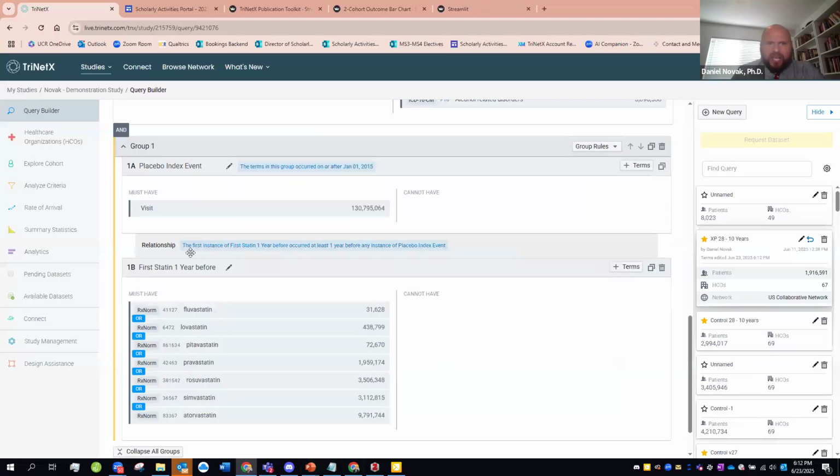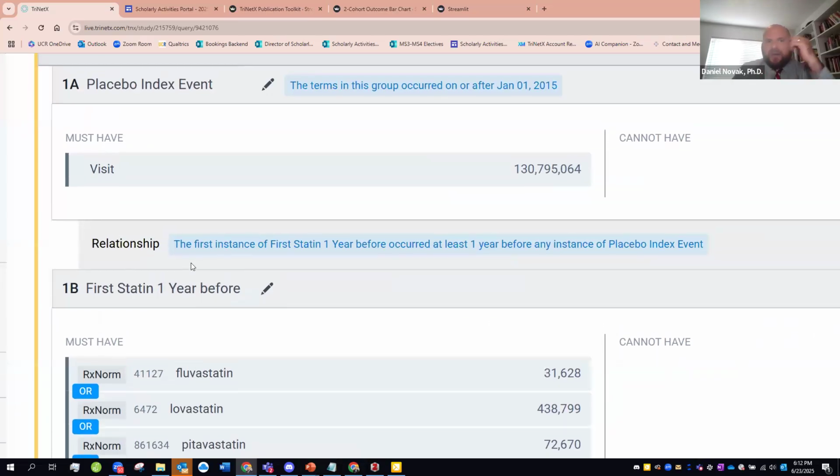Oh yeah, one thing I wanted to point out, I strongly recommend naming your groups 1A and 1B because it gets really hard to remember that after a while. But if you name them, it'll helpfully insert the Mad Lib style names into this little sentence summarizing your time relationship. So in this case, the relationship between 1A and 1B is the first instance of the first statin 1 year before, which is the name of 1B, occurred at least 1 year before any instance of the placebo index event. That is the visit that defines the start of the study.